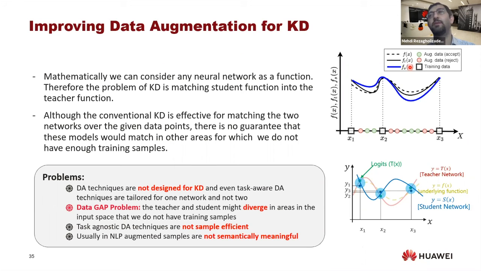Considering this data gap problem, for example, here I show the student network. This is just a synthetic example to clarify the problem better. We have 3 training samples, and around those training samples, the student and teacher network, the black solid curve and the blue solid curve, actually cross each other, but in between there is no guarantee that these two would match.